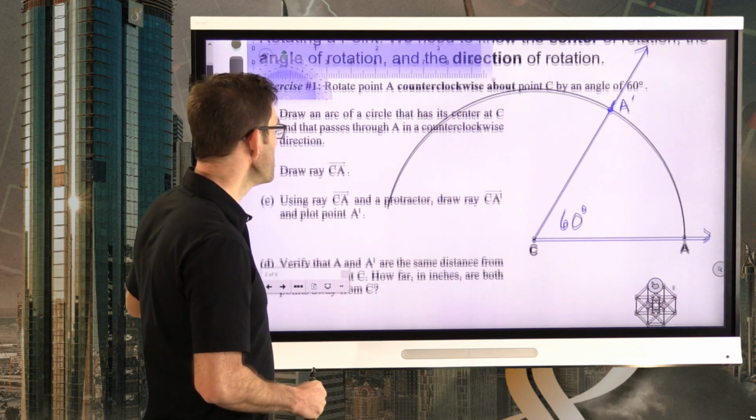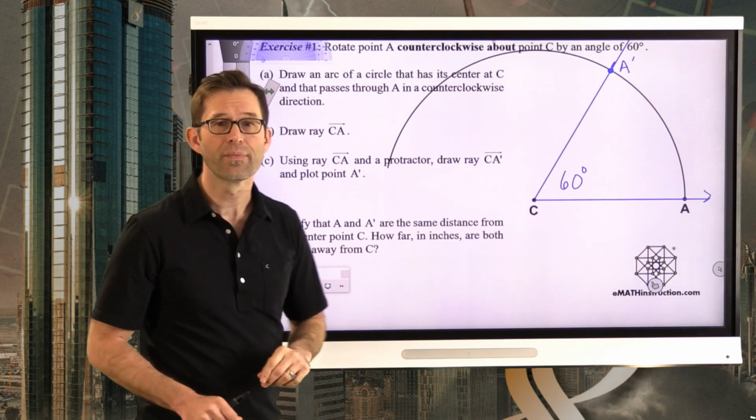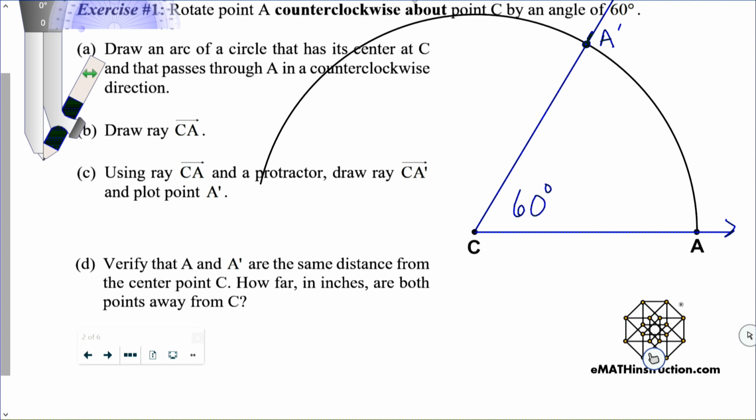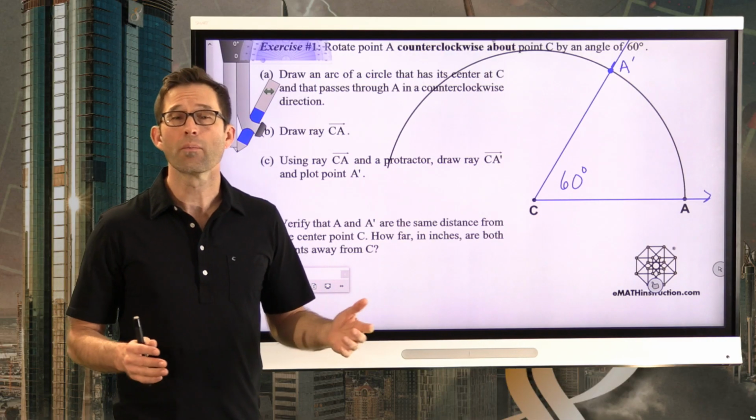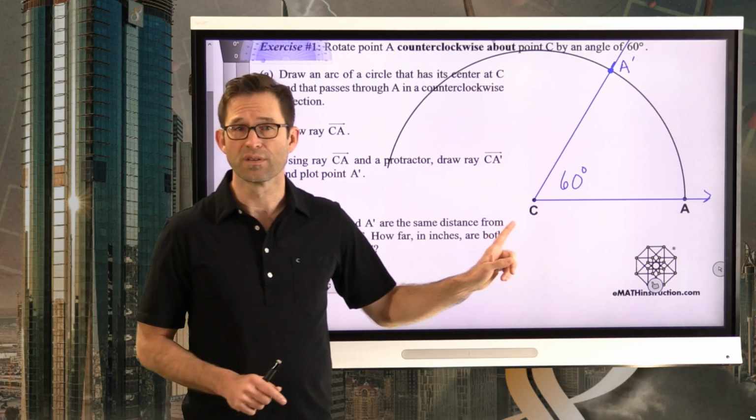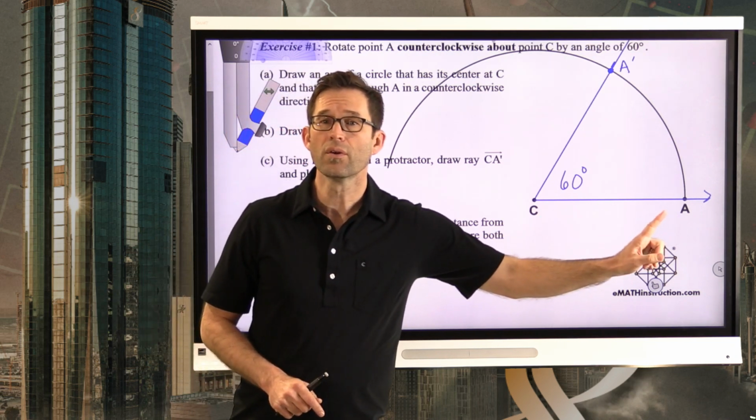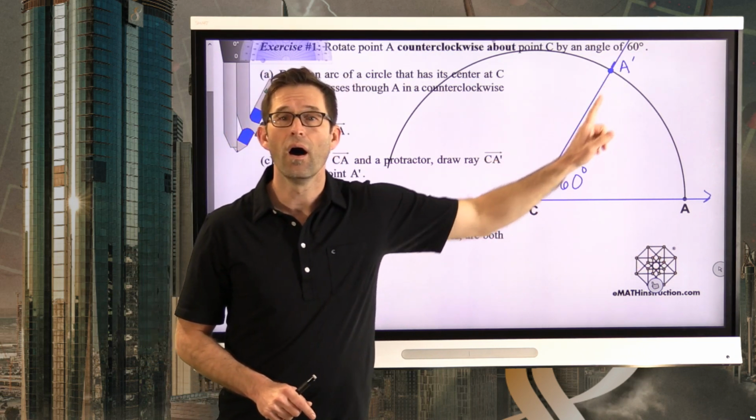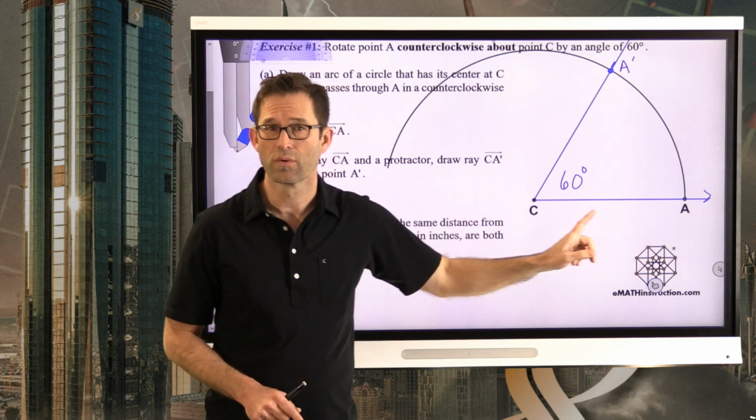Now, the last little piece of this problem, not letter A, but letter D, says verify that A and A prime are the same distance from the center point C. How far in inches are both points away from C? Well, number one, they've got to be the same distance away from C because they're literally both radii of this circle that I just drew, right?